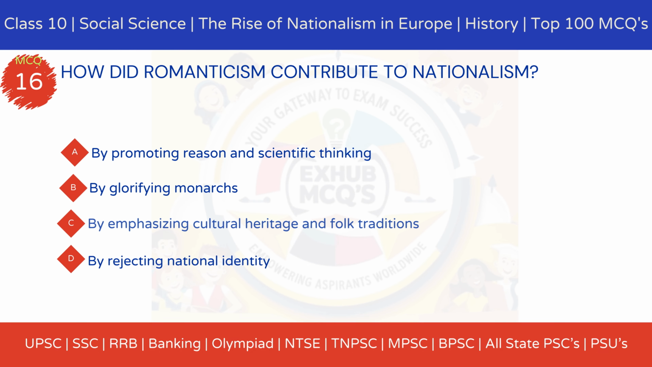MCQ 16. How did Romanticism contribute to nationalism? Option A. By promoting reason and scientific thinking. Option B. By glorifying monarchs. Option C. By emphasizing cultural heritage and folk traditions. Option D. By rejecting national identity.